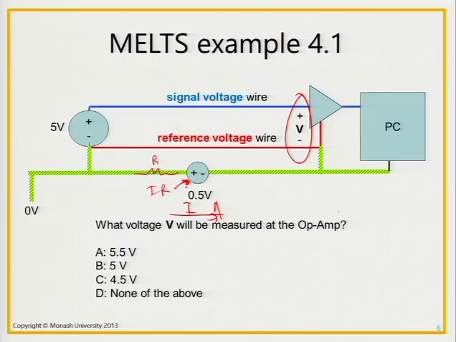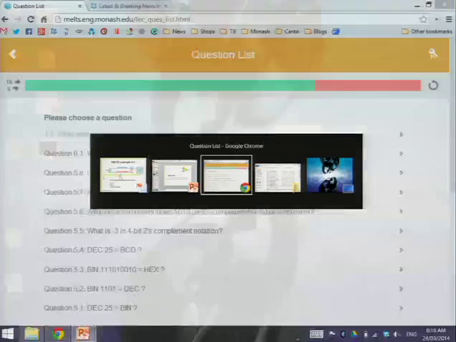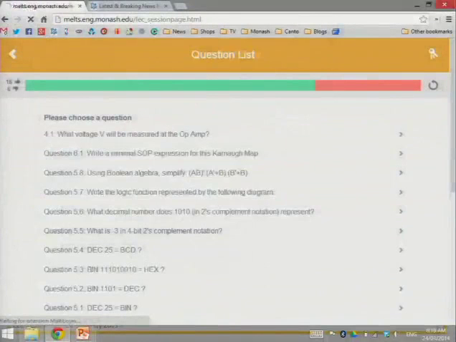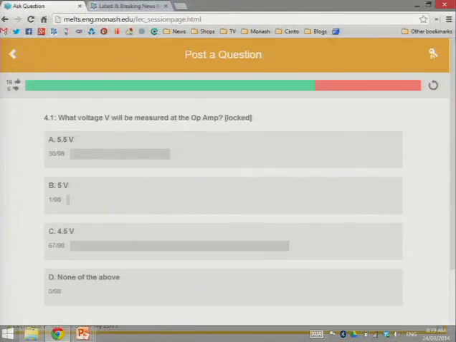All right, so the answer is, in fact, okay, I'm just about to lock the result. Anyone need more time? Hit something. All right, locking it now. Okay, so the answer was, in fact, C, 4.5 volts. We had 5.5 volts, which is understandable, easy to mistake.